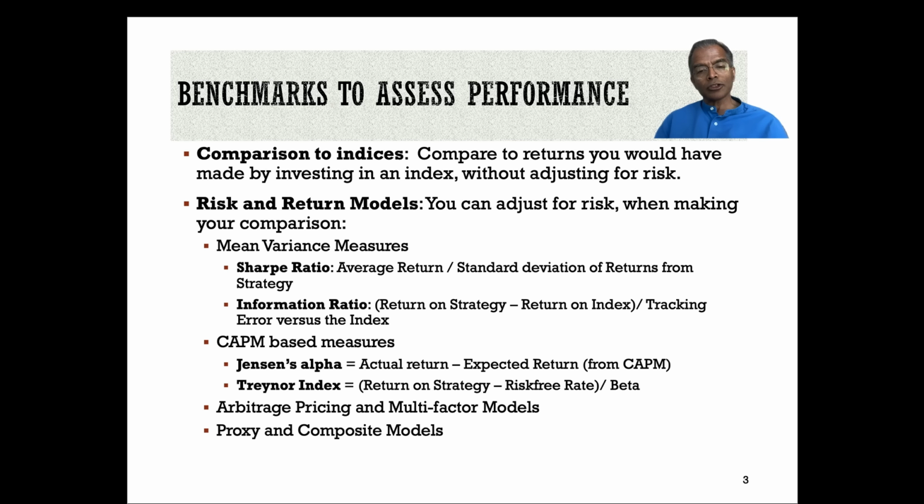You can use CAPM-based measures of excess returns. Jensen's alpha, you look at the actual return you make on a strategy and the return you'd have expected to make given that strategy's beta: risk-free rate plus beta times a risk premium. The Treynor index, again, very closely related. Look at the return on a strategy minus the risk-free rate, divide by the beta. You compare that to what that number looks like for the S&P 500 or something that you use as your passive alternative. You can use arbitrage models, proxy models.